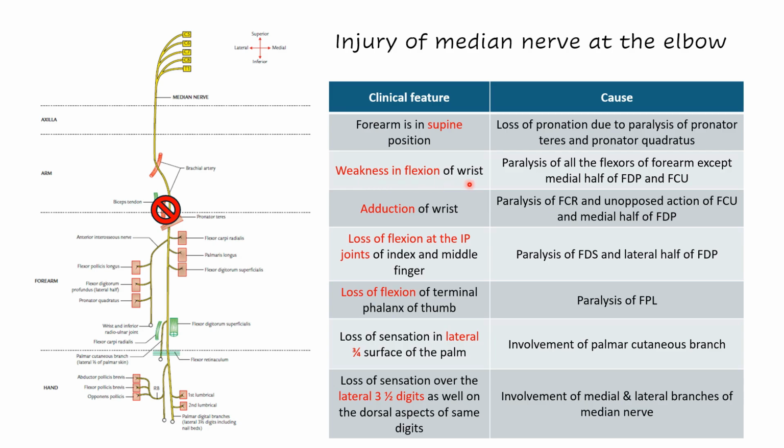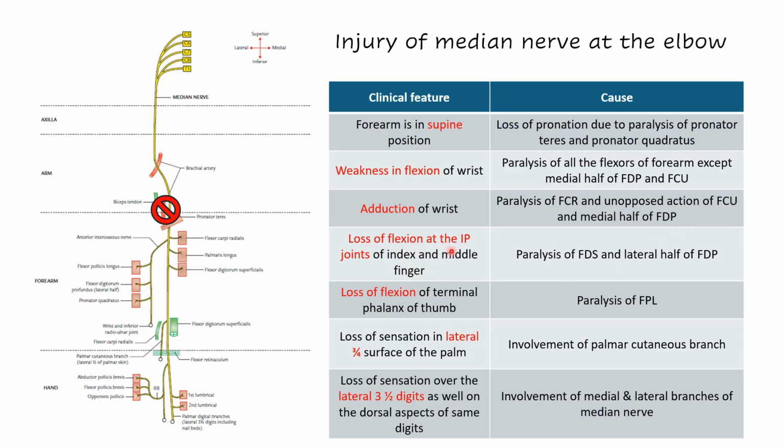There is weakness in the flexion of the wrist. So this is because of the paralysis of all the flexors of the forearm except the medial half of flexor digitorum profundus and flexor carpi ulnaris, and these two are supplied by the ulnar nerve. There is adduction of the wrist. This is because of the paralysis of flexor carpi radialis muscle, which is supplied by the median nerve, and unopposed action of flexor carpi ulnaris and medial half of flexor digitorum profundus, which is supplied by the ulnar nerve.